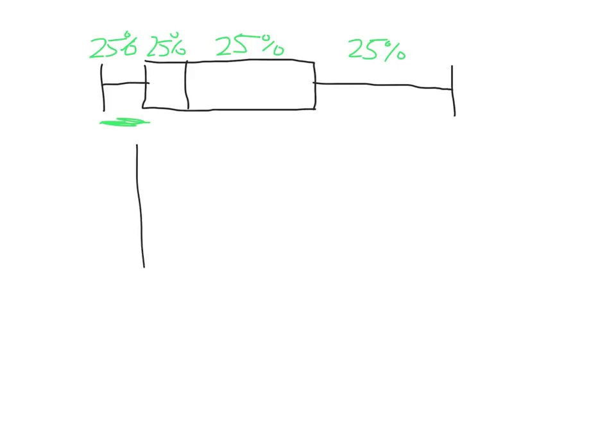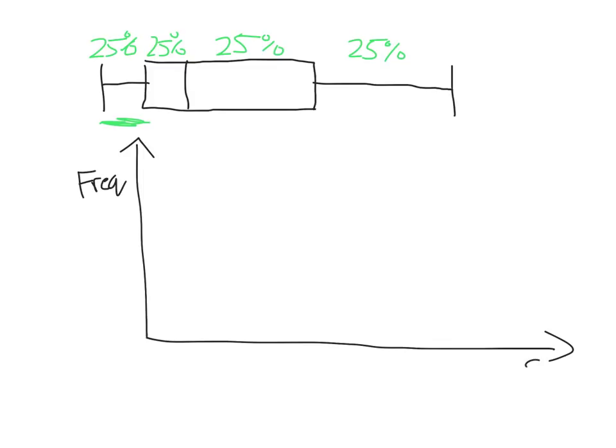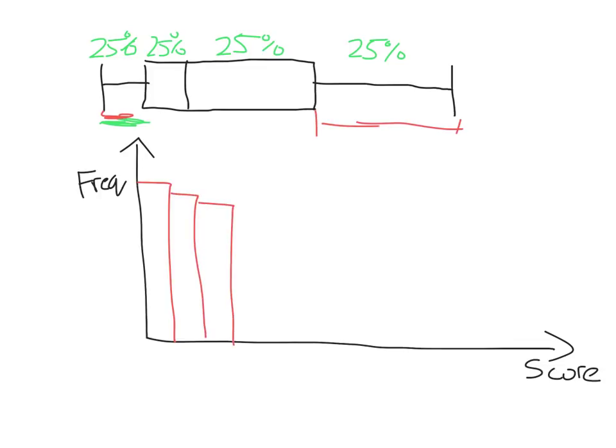So let's look at a histogram. What would a histogram look like if I converted the data displayed in the box plot to a histogram? Remember, a histogram has bars, frequency along the vertical axis, and score along the horizontal axis. The higher the bar, the more frequent the score. Here we've got a small range, but it still represents the same number of scores as this range from here to here. So you'd have scores clustered together with a high frequency closer to the minimum.